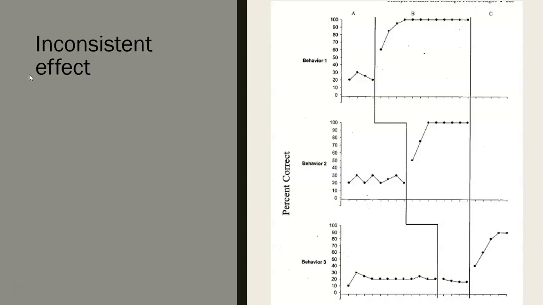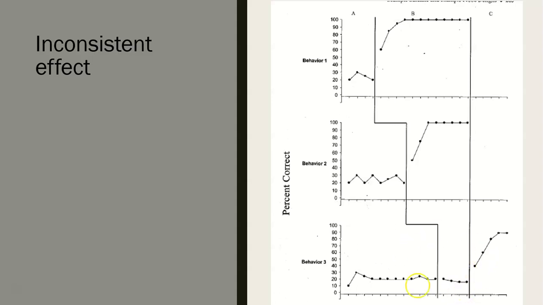So inconsistent effects would look similar to this, where we have baseline levels that are all low and stable, and with intervention, on behavior 1, we see a change, and then only when we put intervention in place at behavior 2 do we see the same change. But then for behavior 3, we don't see a change. Why might this be? Let's think back to those 2 predictions. The behaviors must be functionally similar.